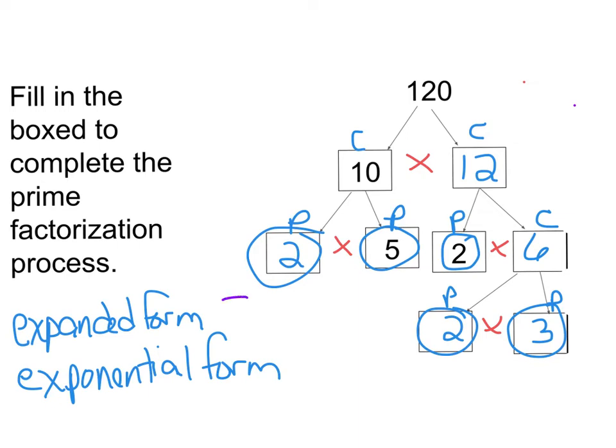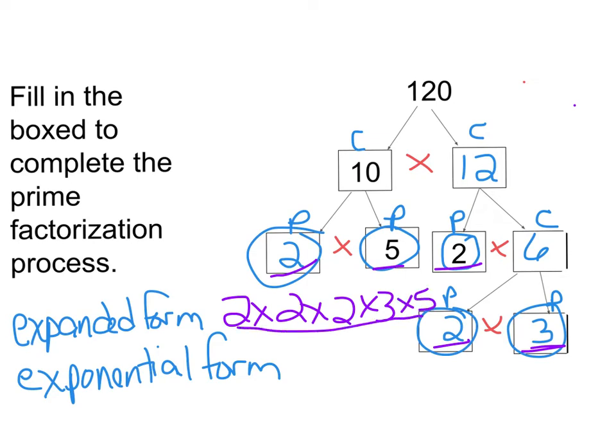So I'm going to write it as 2 times. So I got this one, 2. I got that one, and times 2. Then the next number is going to be 3, and then the following number is 5. Wish I could write smaller, but I can't. So that's your answer. The expanded form is 2 times 2 times 2 times 3 times 5.